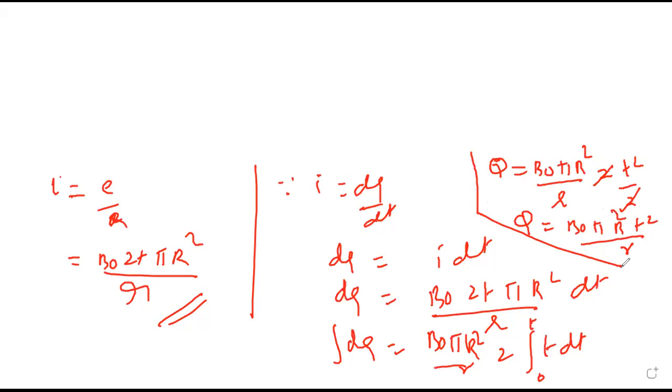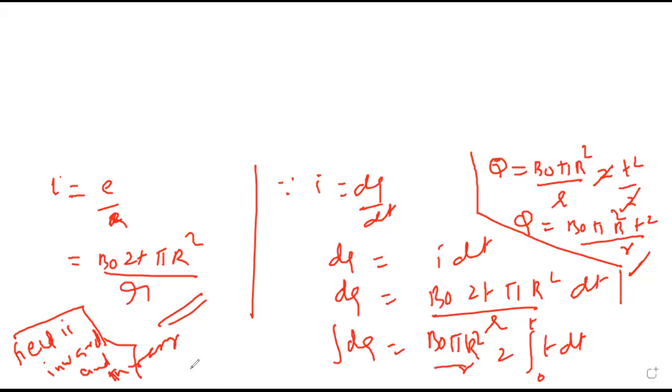Sir, can you tell the direction of the field? Direction of that EMF or current? See, the field is inward, correct? And increasing, because time increases, it is directly proportional to t. It is increasing, so we have to decrease it. For decrease, the induced field is outward, so the current is anti-clockwise. So if they ask direction, the direction of the current is anti-clockwise.